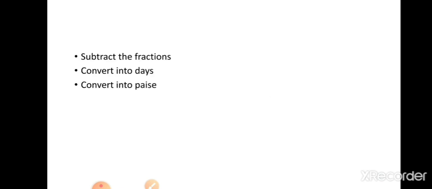First bit is subtract the fraction. Second bit is conversion of years and weeks into days. Third bit is conversion of rupees into paise. Let us move towards our first bit, that is subtraction of like fractions.